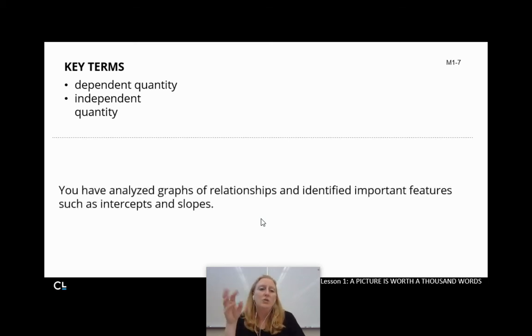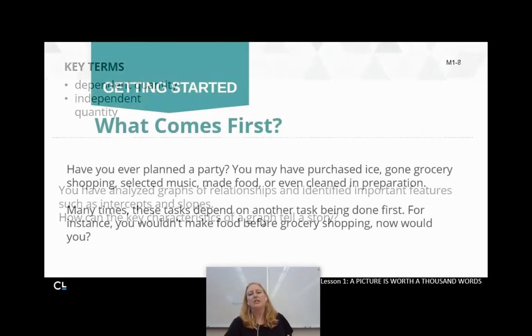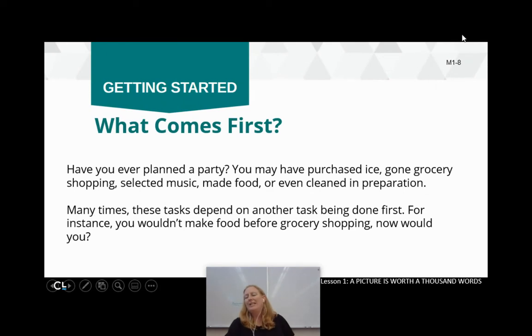So you've analyzed graphs of relationships and identified important features. In past math classes, you can find intercepts, x-intercept, y-intercept. You can find slopes, which you may have heard referred to as rate of change. So here's the thing: how can these key characteristics of a graph tell a story? Because they do. So we have a little getting-started activity on page M1-8 of your workbook.